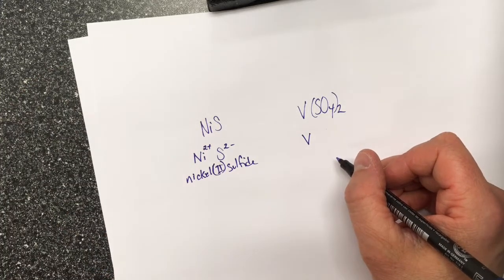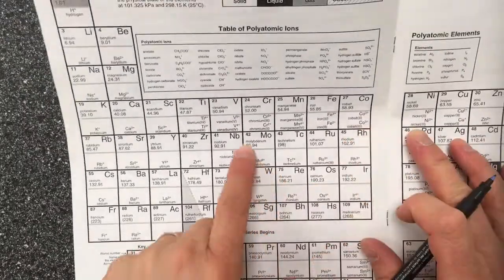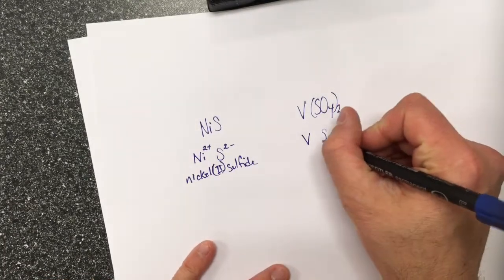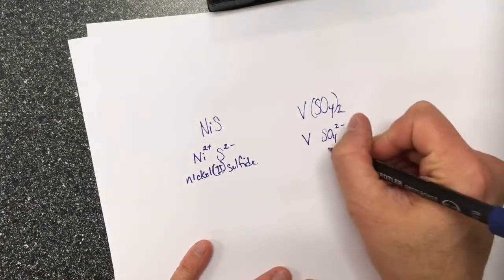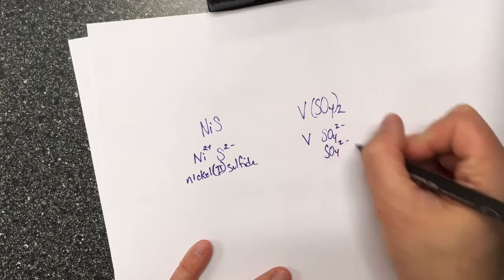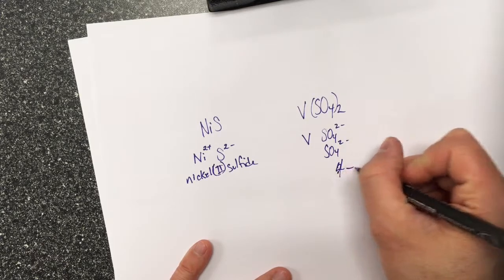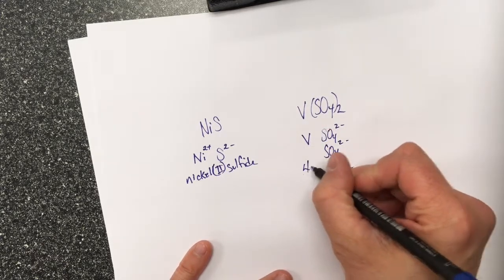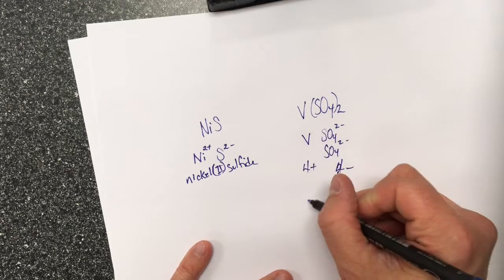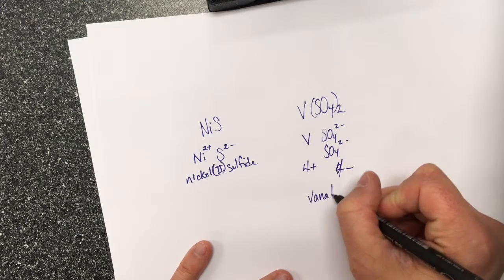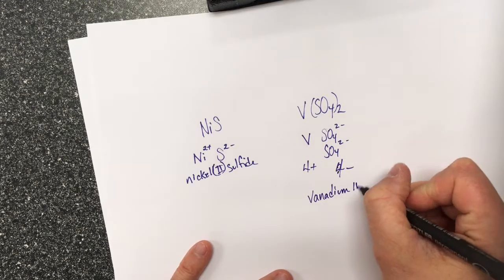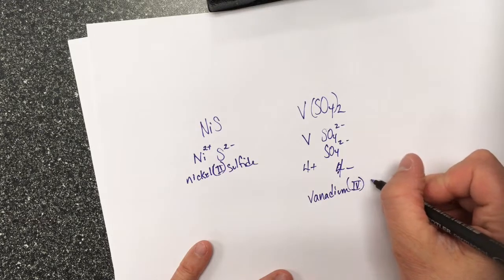Vanadium can have a charge of... So vanadium is listed here, and it can be +5 or +4. Well, sulfate has a 2 negative. So if I have 2 sulfates, there's a total of 4 negatives. So this has to come out to 4 positive. So this is vanadium 4 sulfate.